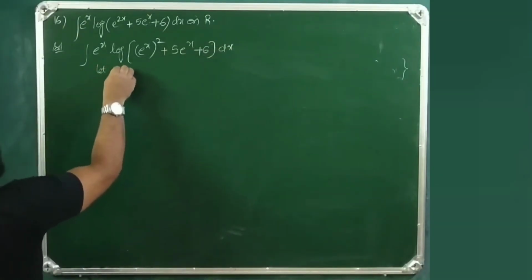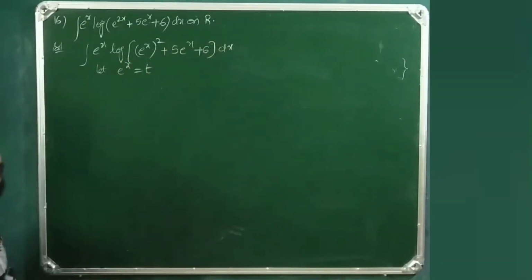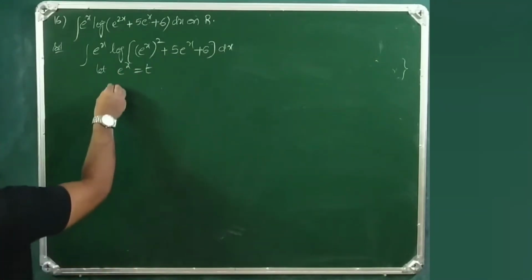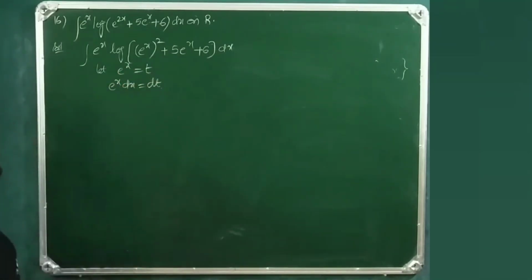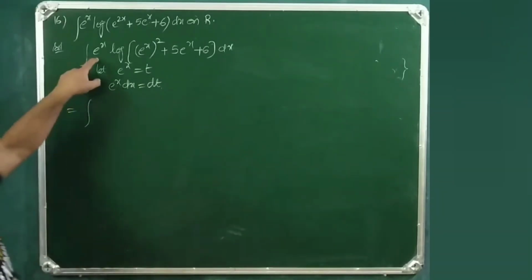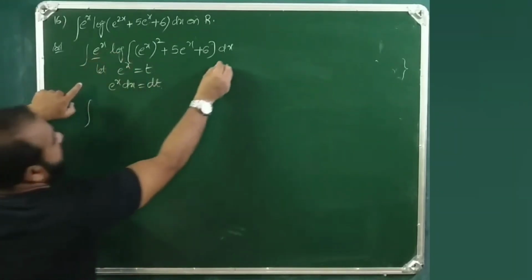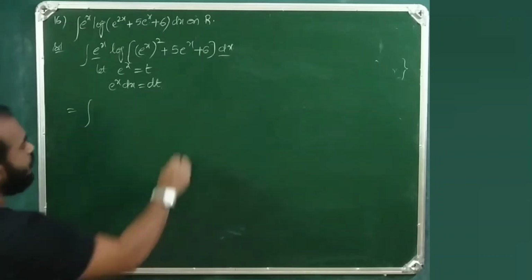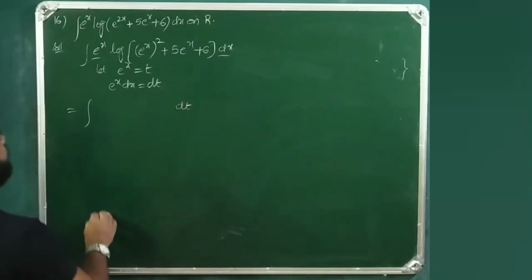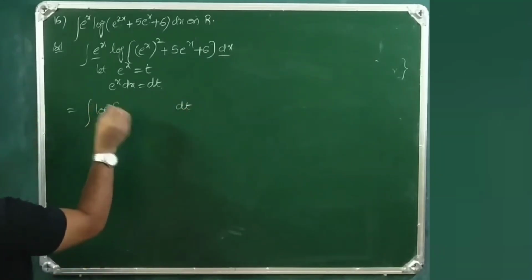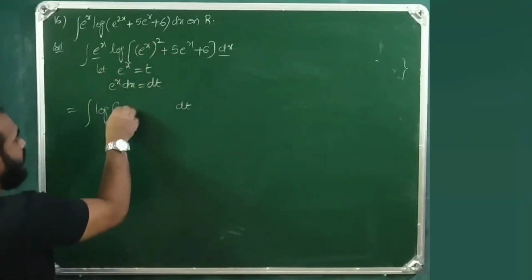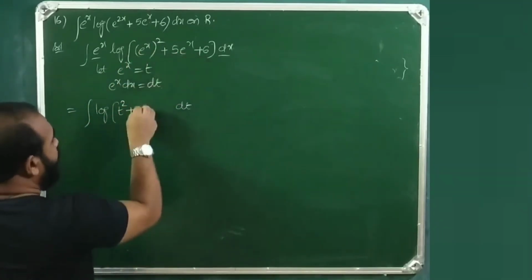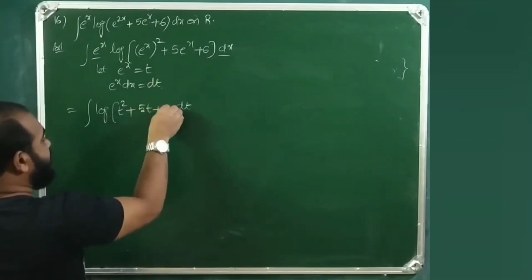Let e power x equal to t. Now differentiate. E power x dx is equal to dt. So now let us substitute in this. So e power x dx is dt. So this is dt, and log of e power 2x is t square, plus 5 into t plus 6, whole dt.